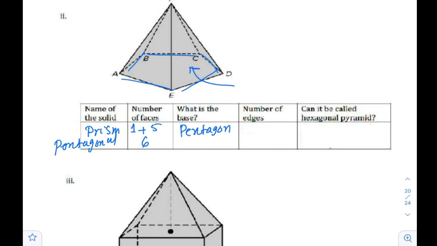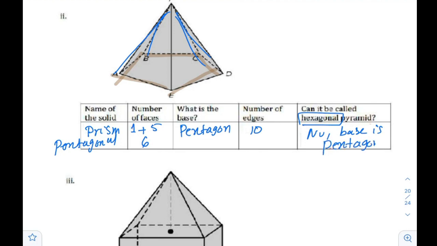The shape is the pentagon. Number of edges, if you count the number of edges, including 1, 2, 3, 4, 5 and we have 5 up, which are these. So we have here 10 edges. Can we call it a hexagonal pyramid? Of course not, because the base is a pentagon. So no, because the base is a pentagon.